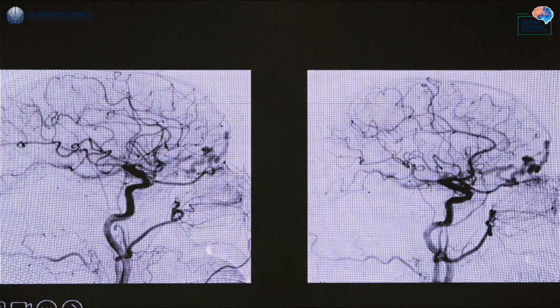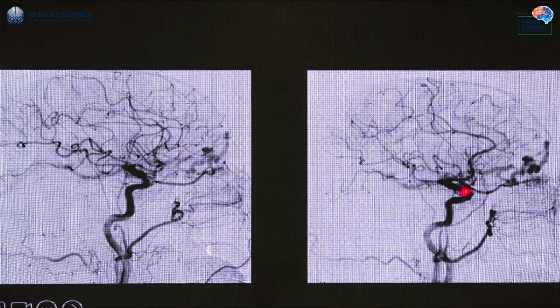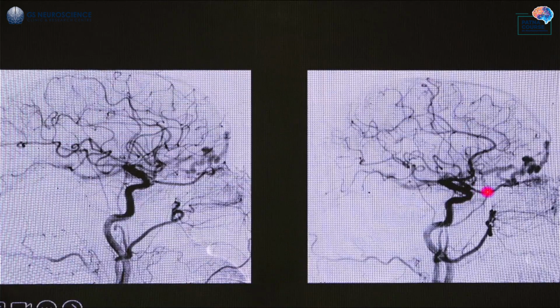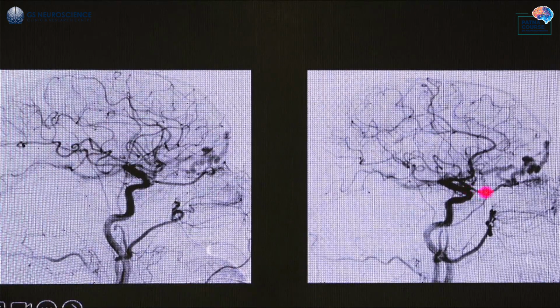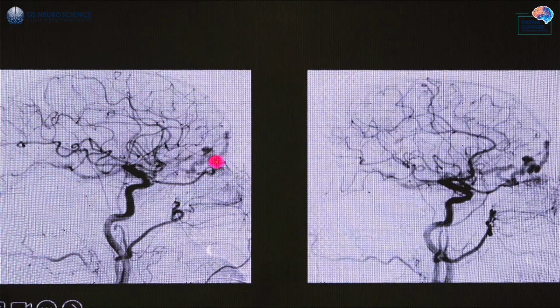Now we do the internal carotid injection on both the sides. We find that typical disposition of the ophthalmic artery, with the ophthalmic originating from the supraclinoid segment. From the supraclinoid segment, it is going distally, and then ultimately the fistula is getting formed somewhere at this region.